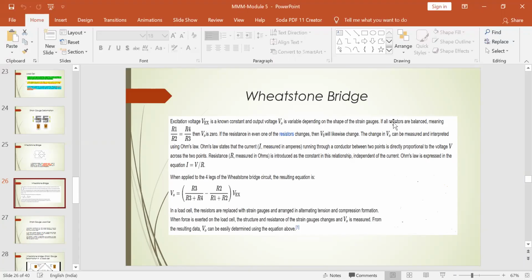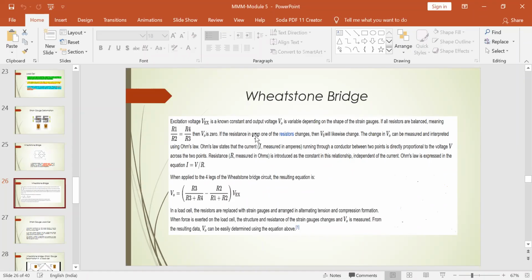Okay. So if all the resistors are balanced in the Wheatstone network, then it is assumed that R1 by R2 is equal to R3 by R4. In that case, what happens? Our output voltage remains zero. Then we can say that the given Wheatstone bridge is balanced.